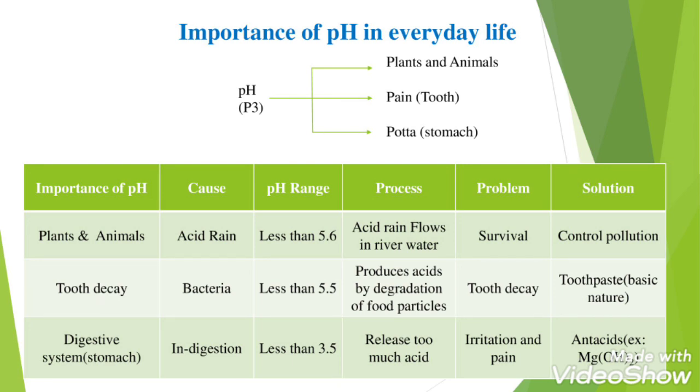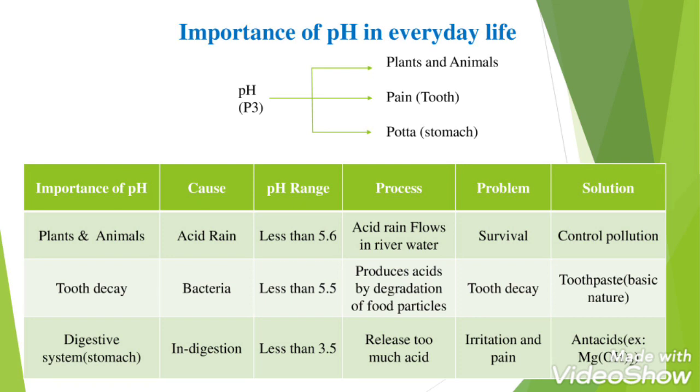I am explaining. First topic, plants and animals. Due to the cause of acid rain, the pH range goes less than 5.6. Acid rain flows into river water, so plants and animals get a survival problem. For this, the solution is to control pollution.